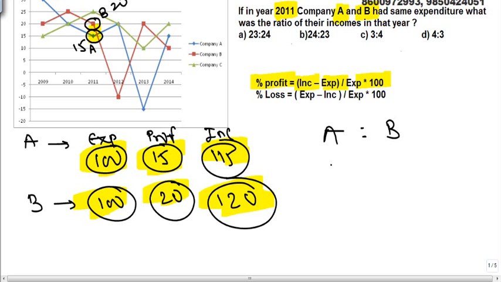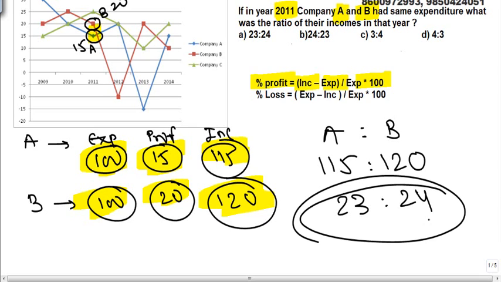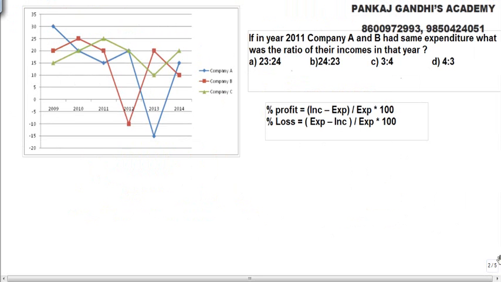Because expenditure was given the same, 100, what is the ratio of their incomes? 115 is to 120, 23 is to 24. Shortcut we have already seen. A's 100 expenditure 15 profit income, 100 expenditure 20 profit. Smart way we have seen. If you want the long cut, we can have the long cut. Same question with the longer cut.